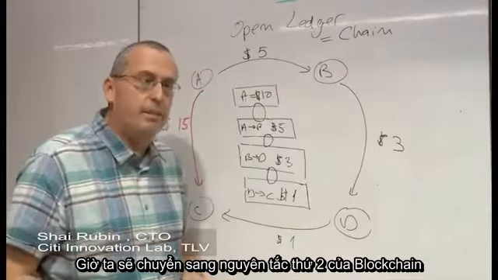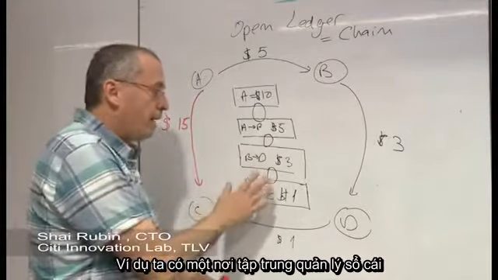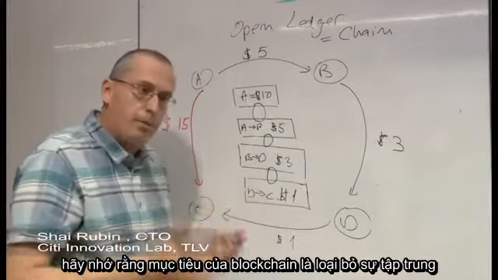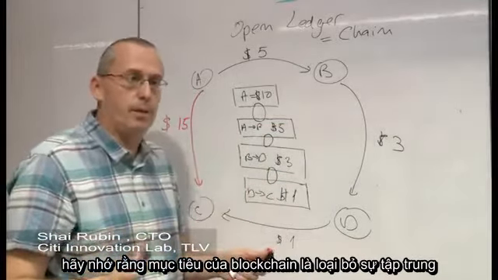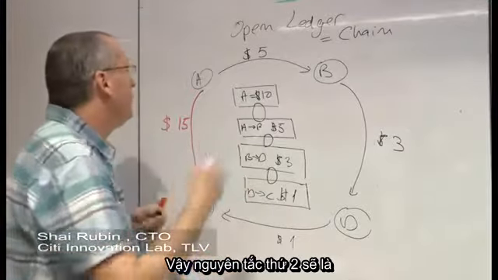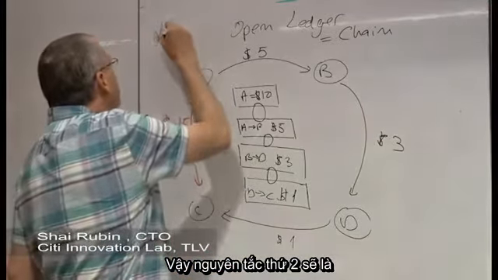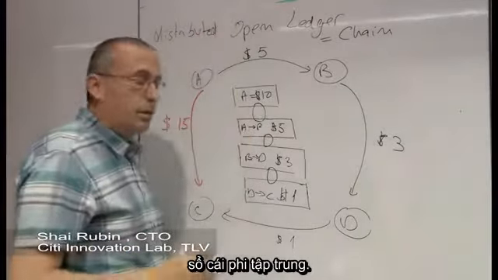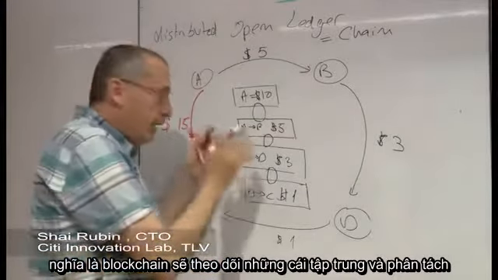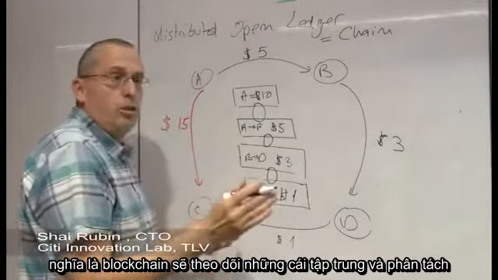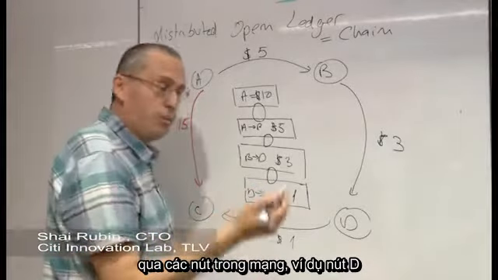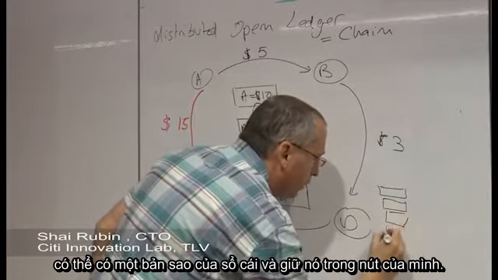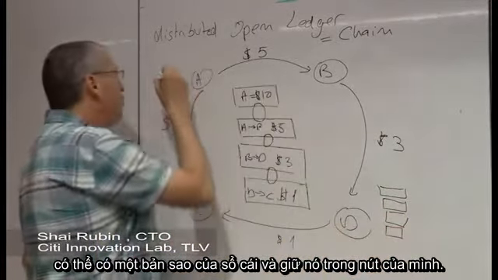Now we can move to the second principle of blockchain. Notice that we have a centralized place now managing the ledger. But remember that blockchain's goal is to get rid of the centralized place. So the second principle is a distributed ledger, which means blockchain is going to take the centralized one and distribute it across the nodes in the network, which means D, for example, can have a copy of the ledger and can hold it in his node.